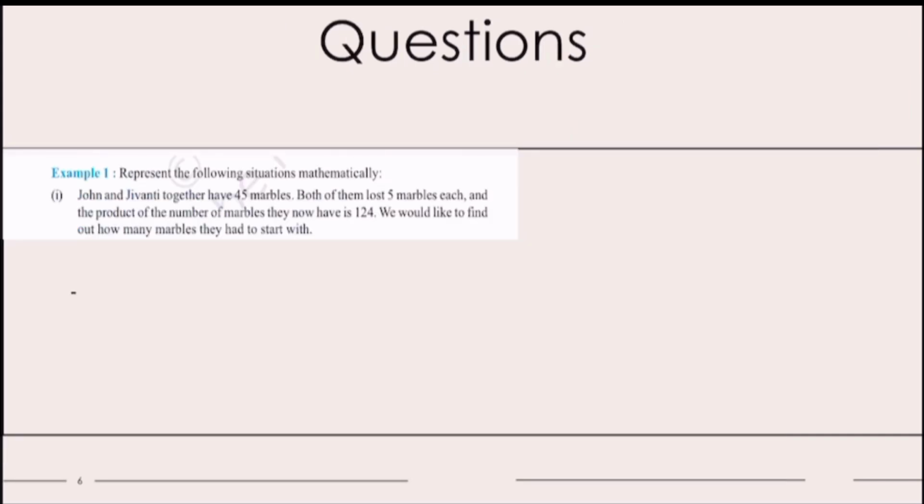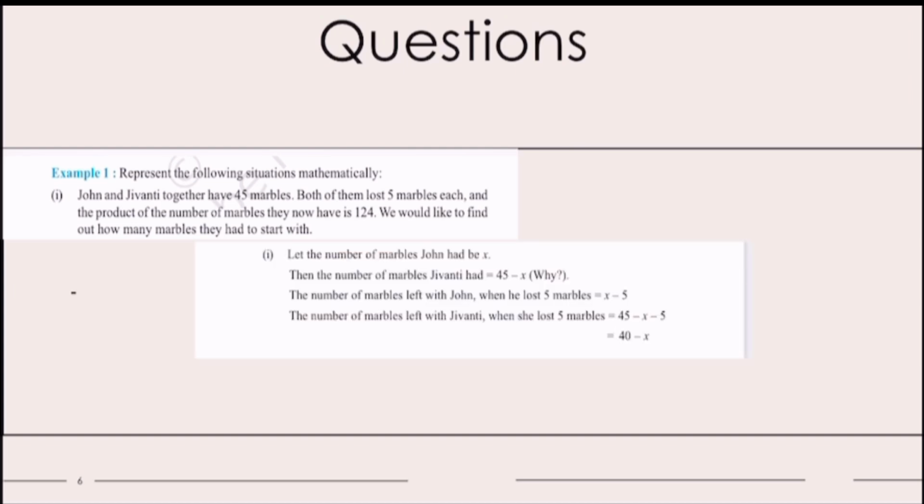There are more questions here. So these questions are related to the previous topics. Represent the following situation mathematically. John and Jivanti together have 44 marbles. Both of them lost 5 marbles each, and the product of the number of marbles they have now is 124. We would like to find out how many marbles they had to start with.